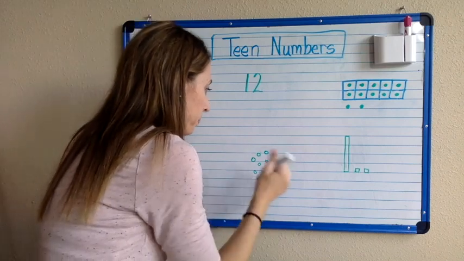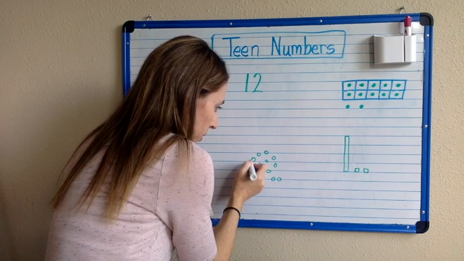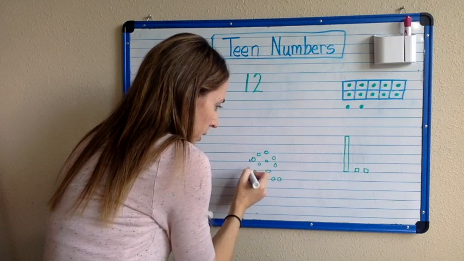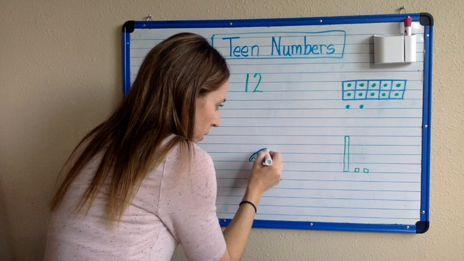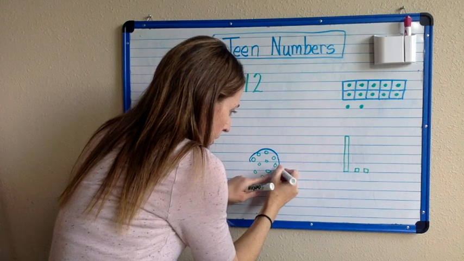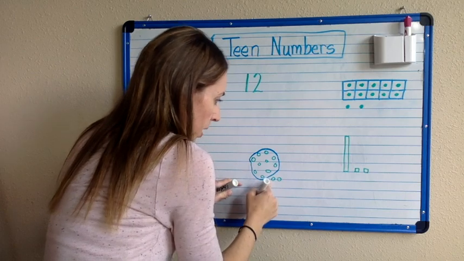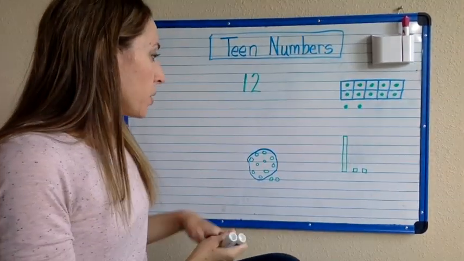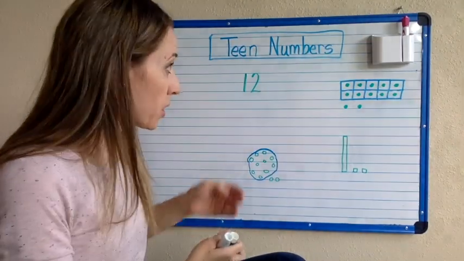So here we go. I'm going to start right here. I'm going to go around and count my 10. Okay, so 1, 2, 3, 4, 5, 6, 7, 8, 9, 10, 11, 12. So you see I have my group of 10 in a circle. I have a group of 10 here, right?